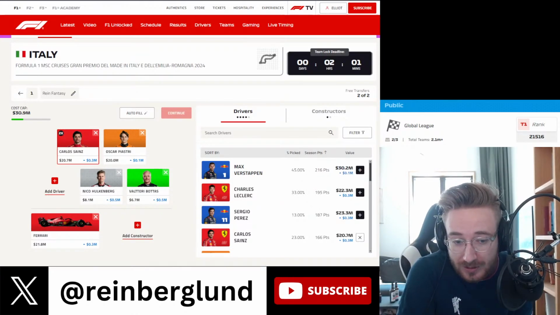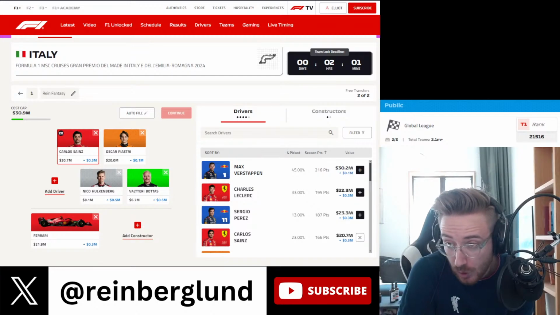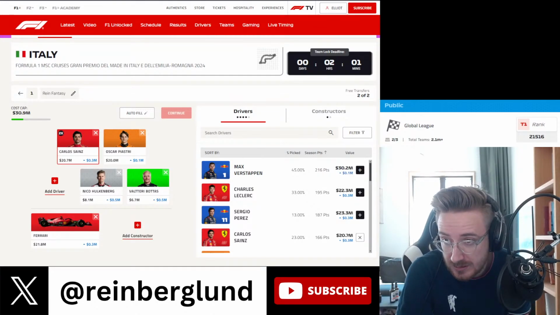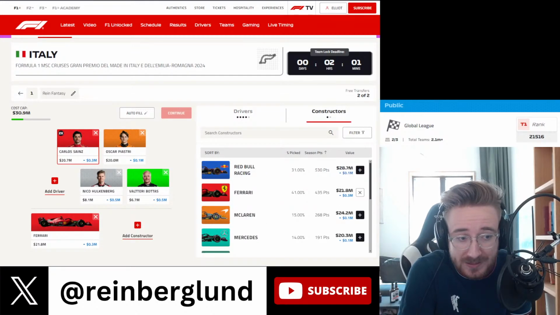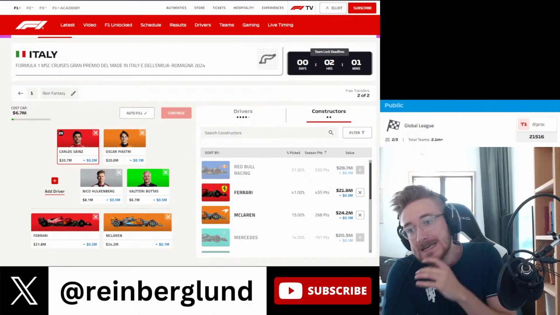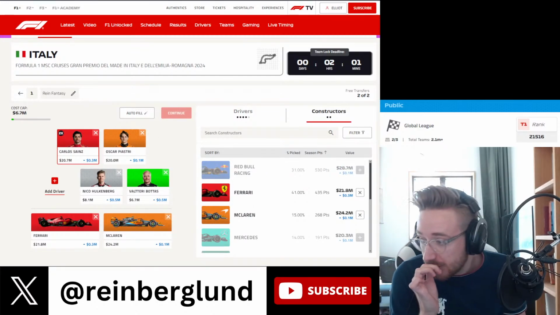So I truly think that 16 points is the worst case scenario for the difference between Red Bull and McLaren as the constructor. But obviously, if McLaren beat Red Bull to the constructor, they're going to increase like 1 million. So it could be the last opportunity to have McLaren. That's also important.